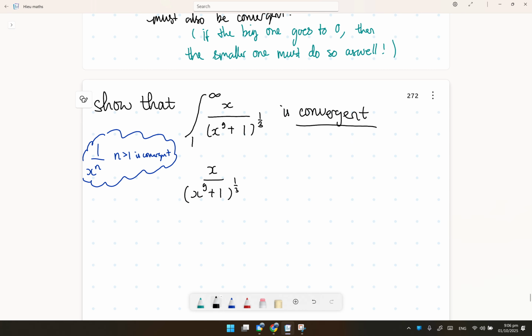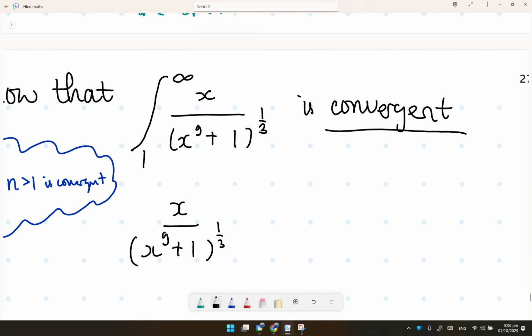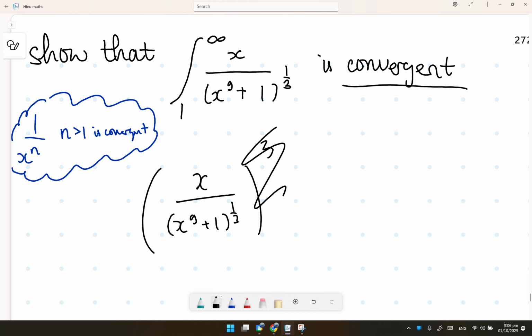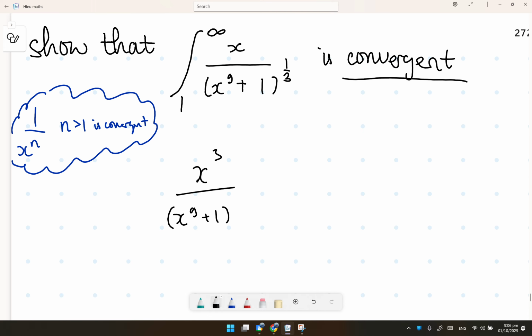So how are we going to do this? I know the answer, so it's a bit biased, but we're going to go through this. We want to be able to compare somehow, just kind of through spotting it, so we just got to try. Let's try cubing this first. We have (x to the 9 plus 1) to the power of 1/3. If we cube the whole function, what's going to happen? It's going to be x cubed, and this one's going to be normal.